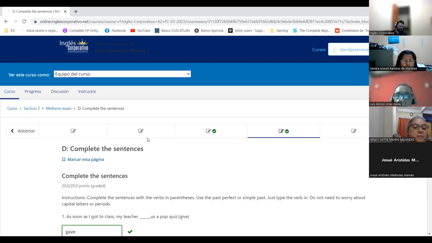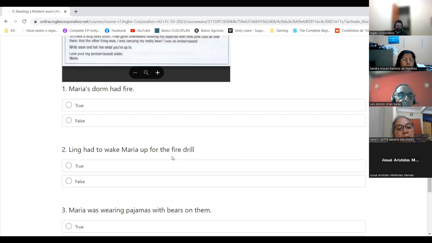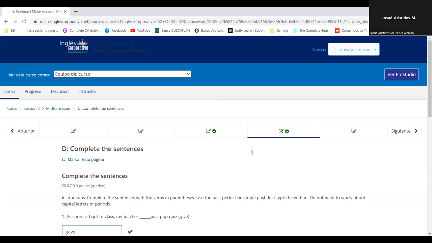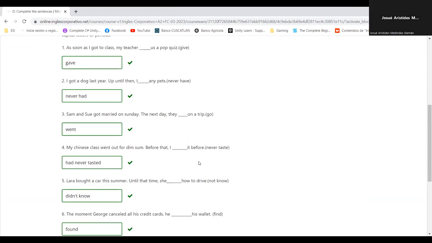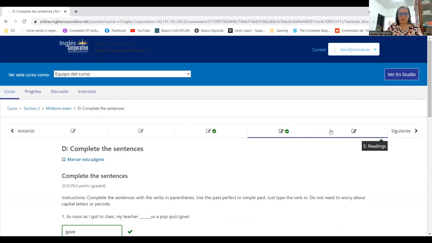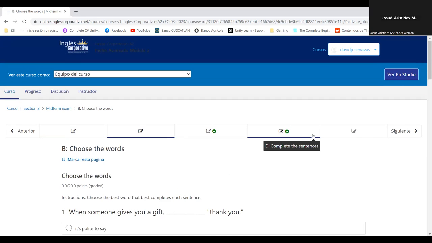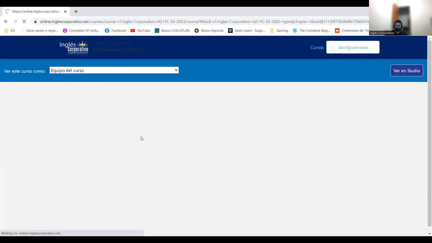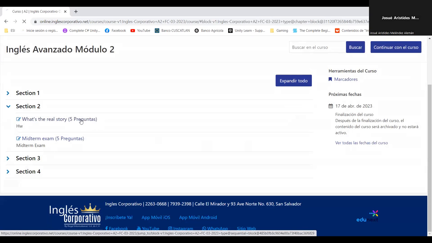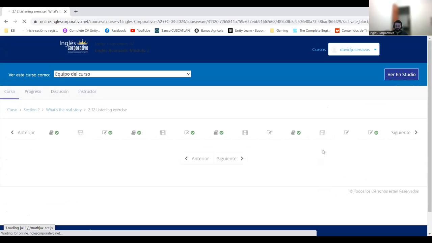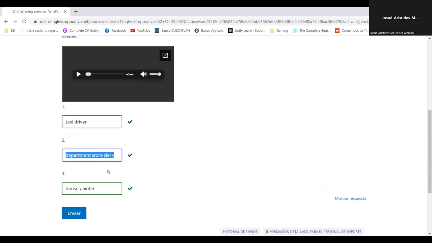Of course. Which one do you need? Just the last. The number five. Last two questions. The last questions from this section? Let me see. These ones right here? The listening part. Didn't know. D, number five, no. But that is the exam. I was saying the other thing. Not the midterm exam, the other part of the section. The last one. Okay, hold on. This one right here? Yes. Taxi driver, department store clerk, and house painter.